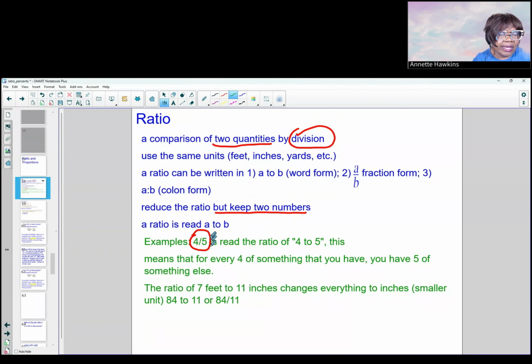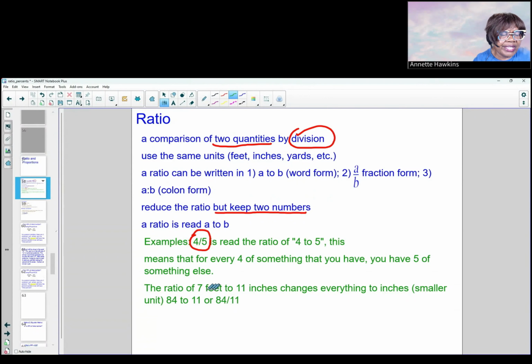Now, look at this example. This looks just like your fraction 4/5. But when we talk about ratios, we have to say 4 to 5. This is how we would read this: 4 to 5. This means that for every 4 of something that you have, 5 of something else.